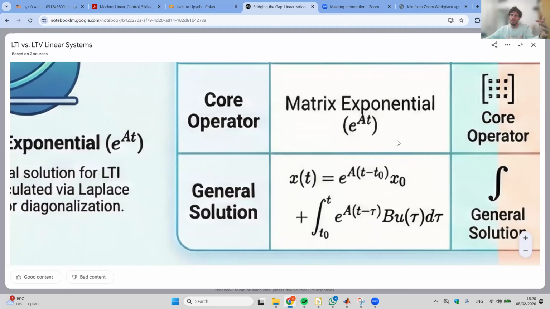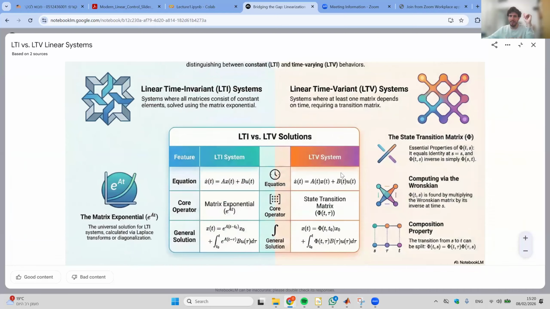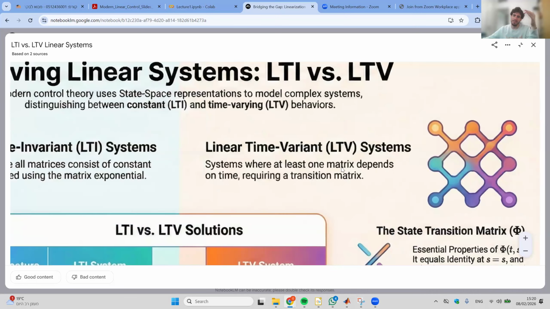In this case, the solution will be, as we said earlier, matrix exponentials, and specifically the general solution is given here. We will have the homogeneous part, which will depend on the choice of initial condition, and a non-homogeneous part, which will depend on our input. So that's LTI systems.